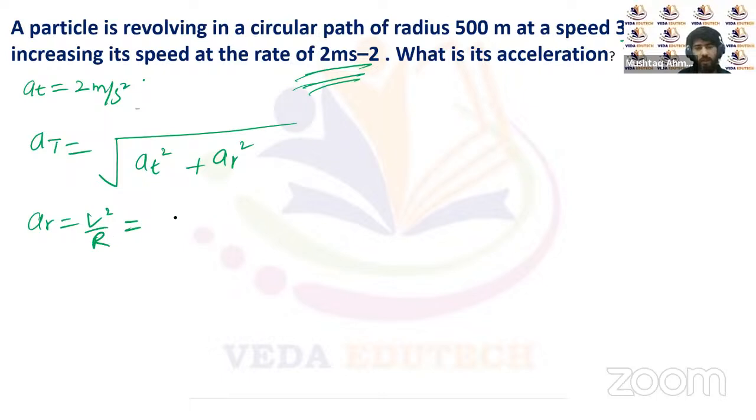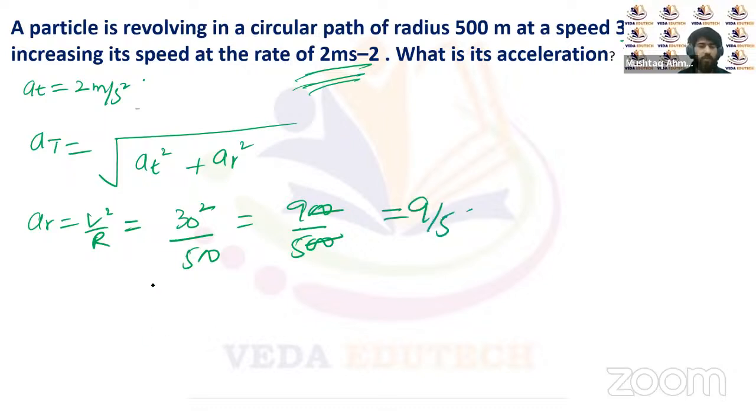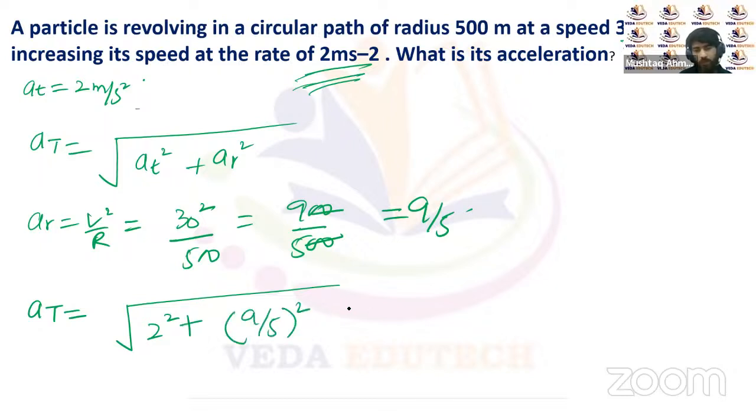At this instant, the radial acceleration will be 30 square upon the radius, that's 500. That will be 900 upon 500, that will be 9 upon 5. Now, total acceleration here will be tangential square plus the radial square, that will be 9 upon 5 whole square. This will be the total acceleration for this particle, that will be under root of tangential square plus the radial square.